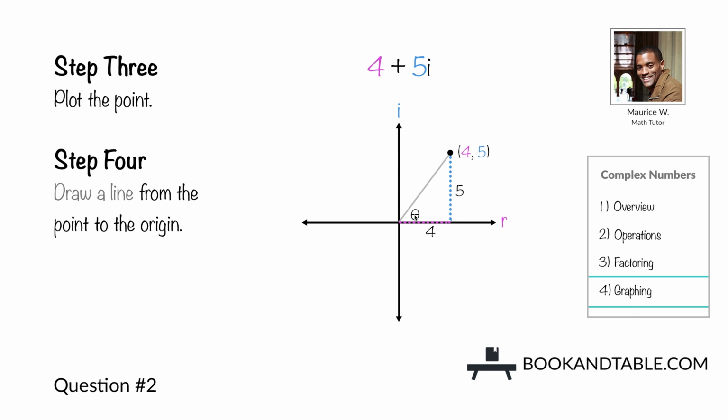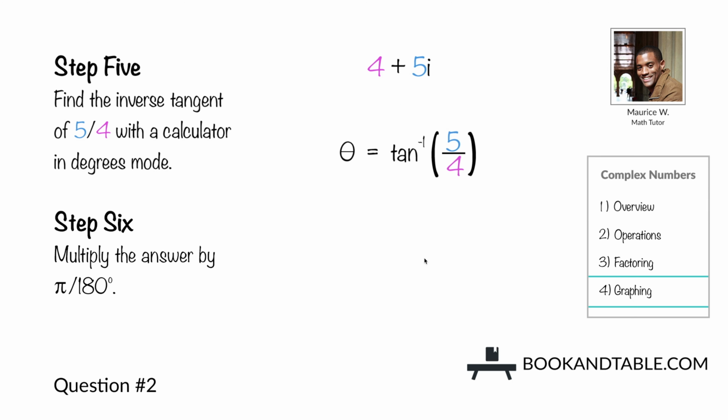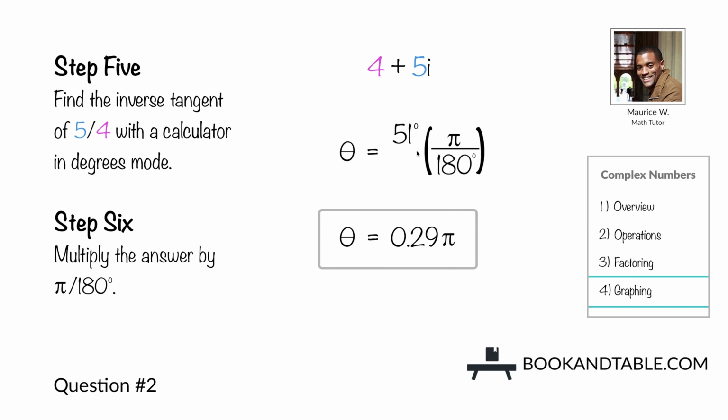So that lets us know in order to find theta, you find the inverse tangent of opposite over adjacent, which is 5 over 4. And you do so with a calculator in degrees mode. So we plug in theta is equal to the inverse tangent of 5 over 4. And we get theta is equal to 51 degrees, which is located in quadrant 1. And to get this answer in radian form, multiply 51 degrees by pi over 180 degrees. 51 degrees divided by 180 degrees is equal to 0.29 radian. So the answer to question number 2 is 51 degrees or 0.29 radian.